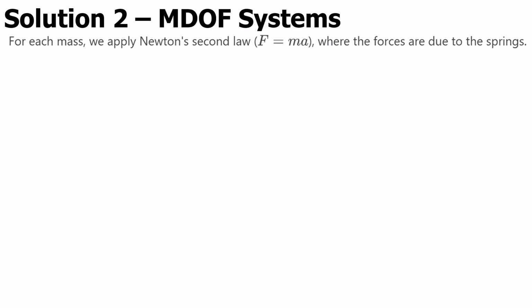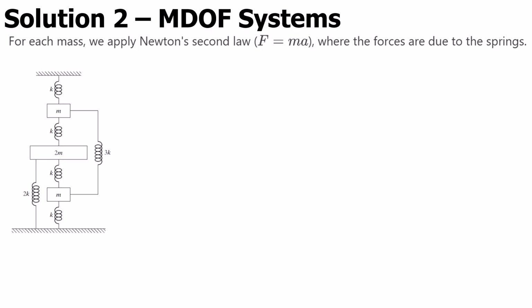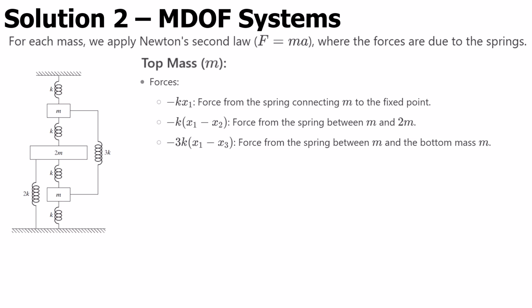For each mass, we will apply Newton's second law, force equals mass times acceleration, where the forces are due to the springs. Now, the forces acting on the top mass m include: one, a restoring force from the spring K attached to the fixed point, a coupling force from the spring K connecting to the middle mass, and a coupling force from the spring connecting it to the bottom mass.